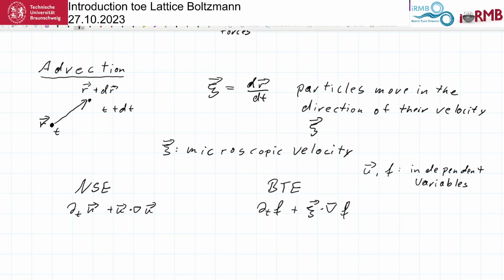Okay, are you familiar with what I mean by independent and dependent variables in a partial differential equation? The dependent variable is the one that I take the derivative of with respect to the independent variable. The important thing here is that xi is an independent variable. It's a coordinate in our system.